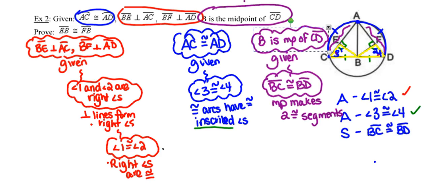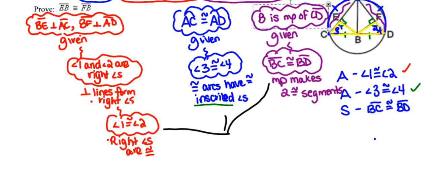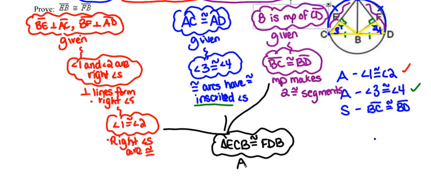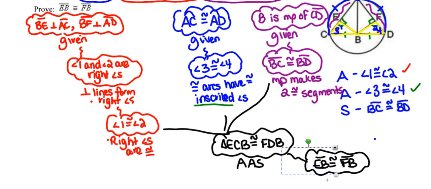And now I can pull all three of these together and I've got my congruent triangles. Just be careful and make sure you match up the congruent parts. So triangle ECB, I'm going to name the first one. Triangle FDB, I'm going to name the second one. And they're congruent by angle, angle, side. Now that they're congruent, all their corresponding parts have to be congruent. And I want to prove that part EB is congruent to part FB. So that's by CPCTC.